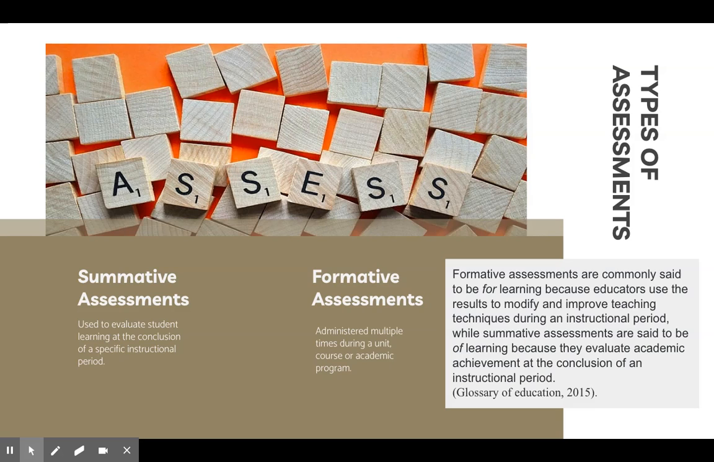I'm going to give you 1 minute to turn and tell your table about what type of formative assessments you most often use in your classroom.